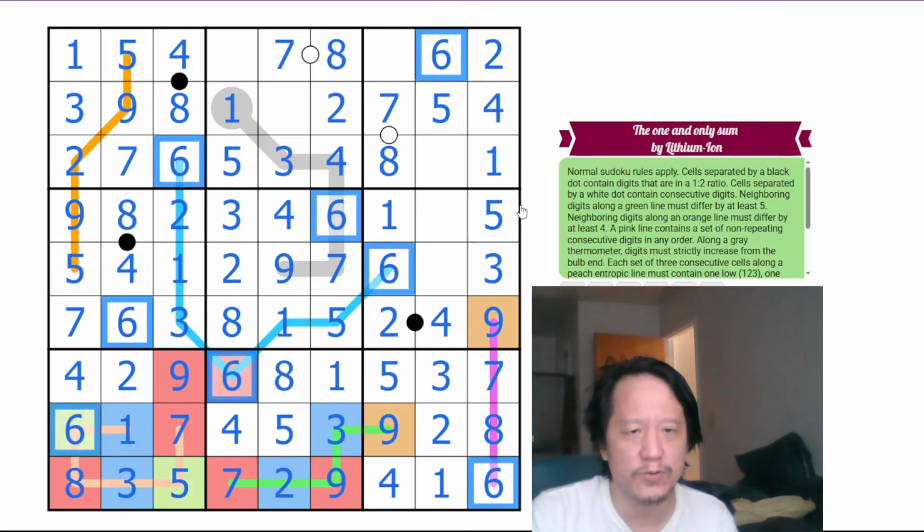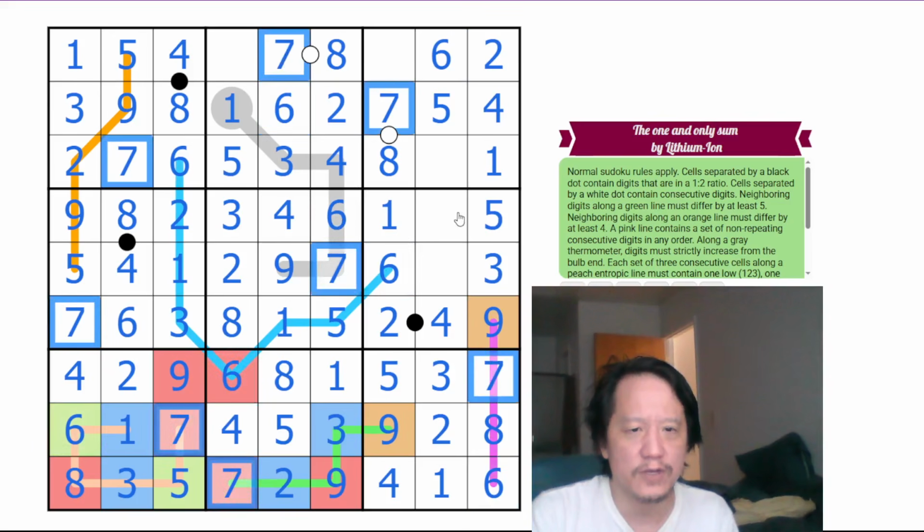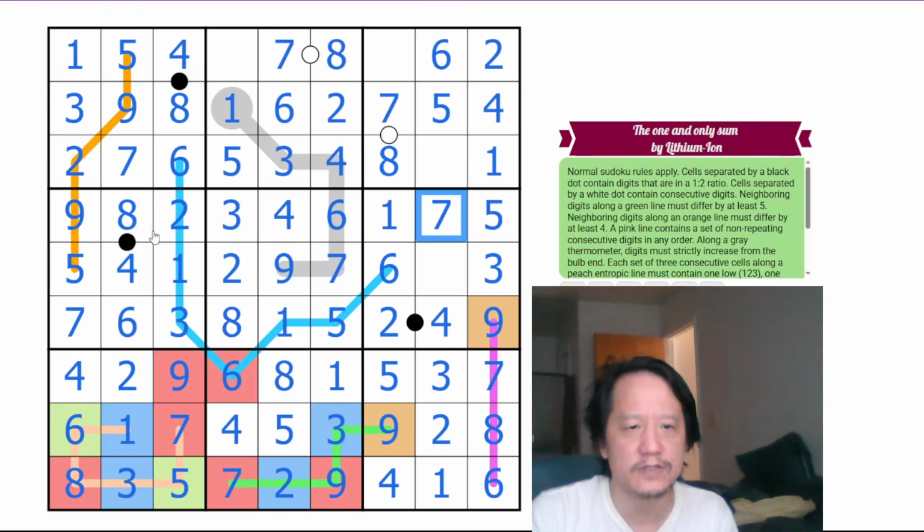6s available. We have 8 6s. The last 6 is there. 7s. We have 8 7s. The last 7 is there. 8s. We have 8 8s. The last 8 is there.